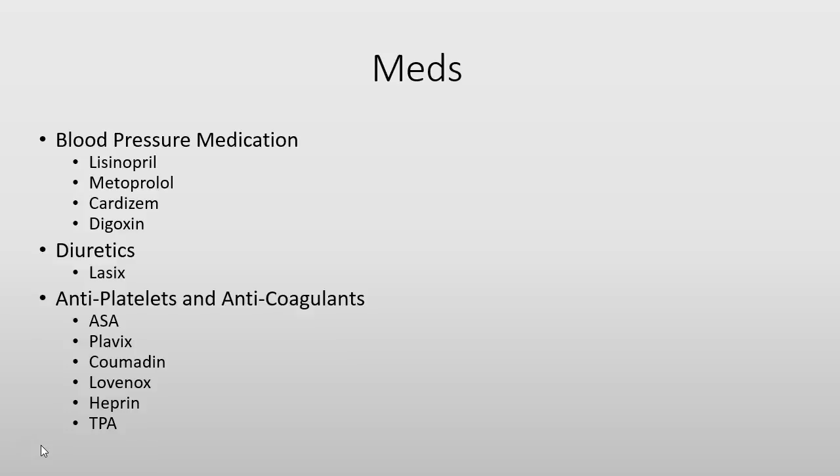Lovenox is a short-acting 12-hour either prophylaxis for patients who are stuck in bed, who might be prone to getting blood clots or could get a blood clot, or patients who come in who have a blood clot will be put on this first until their blood is thin enough so they can be put on Coumadin for a longer period of time.